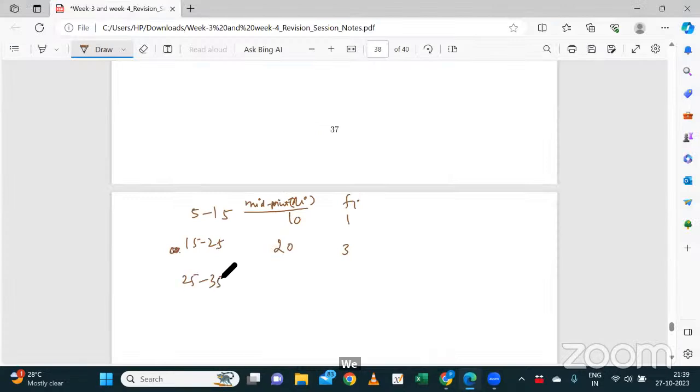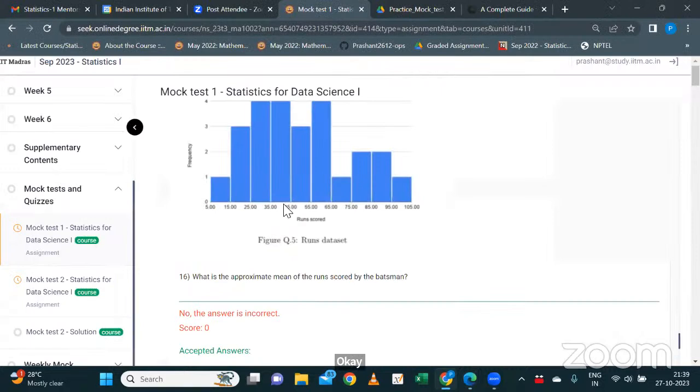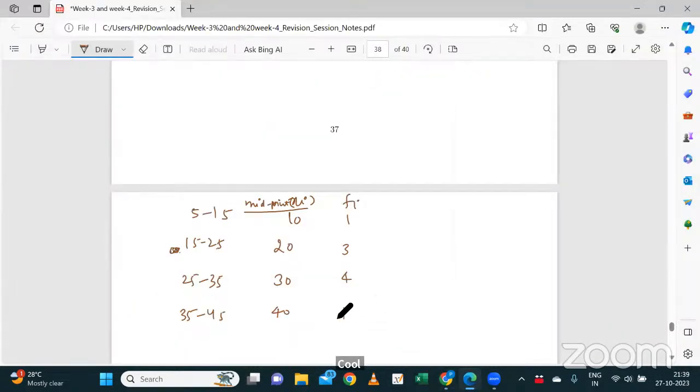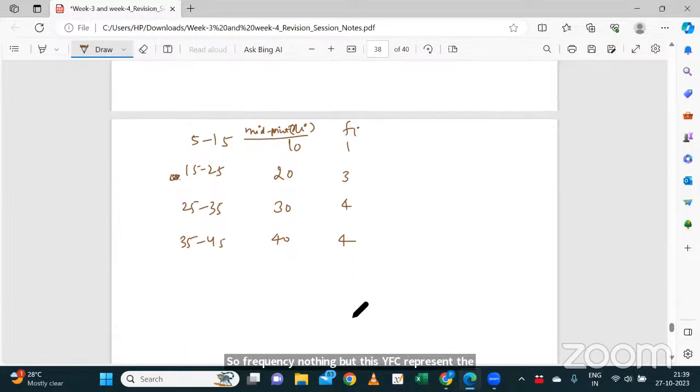Same for 25 to 35, the midpoint is 30. What is the frequency? 4. Next, 35 to 45, the midpoint is 40. What is the frequency? Again 4, right? Frequency is what the y-axis represents, the length of the bar. Everyone is able to interpret this from the bar chart, sorry, histogram, right?